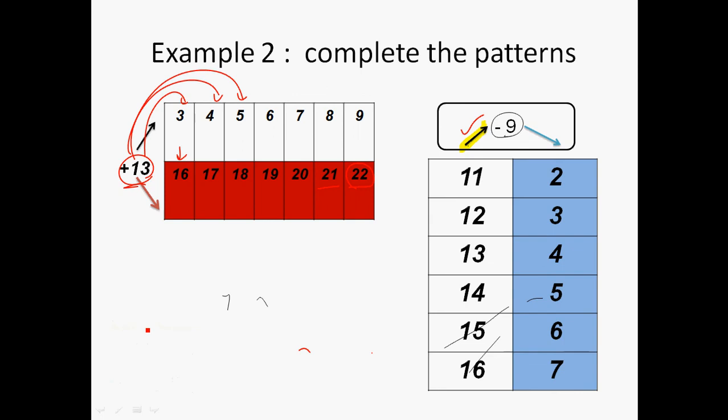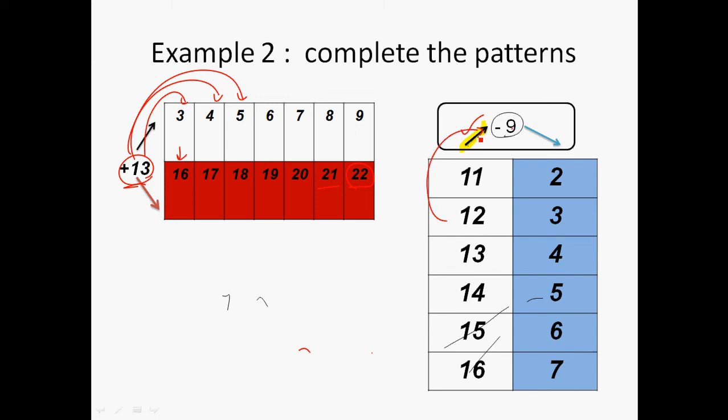Now 11 minus 9 equal. I will write the answers for you in a blue color. 11 minus 9 equal 2. 11, you have a 10, minus 9 is 1, 1 plus 1 is 2.